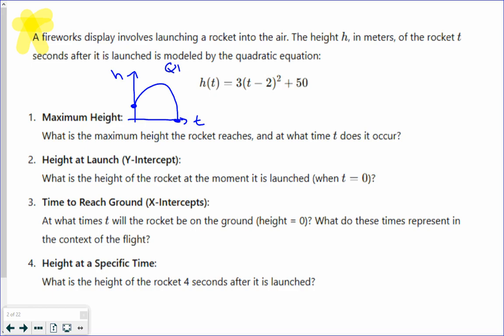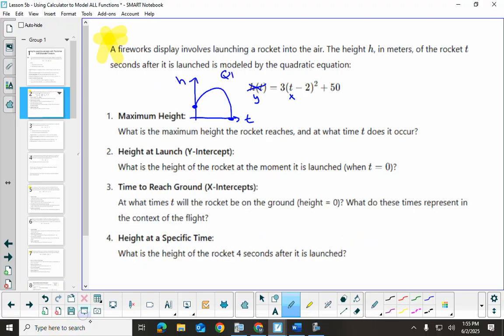Now, those of you coming from 20-2, you did hundreds of these. 20-1, you did these more algebraically. Okay? So this h(t) is just another way of saying y, and the t is just another way of saying x. Now, I think it's supposed to be -3, I think.